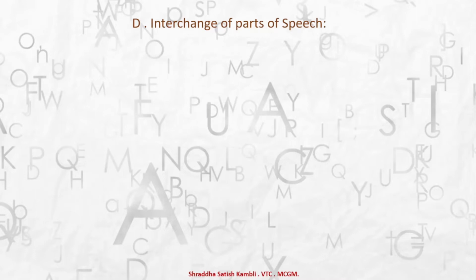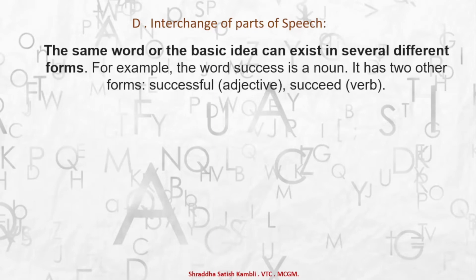When you interchange the parts of speech, what do you do? So what are parts of speech? Noun is a part of speech, adjective is a part of speech, adverb is a part of speech. Okay, sometimes in a sentence we can take away the noun and we can use an adverb, we can use an adjective without changing the meaning. Let's see some examples. So now the same word or the basic idea can exist in several different forms.